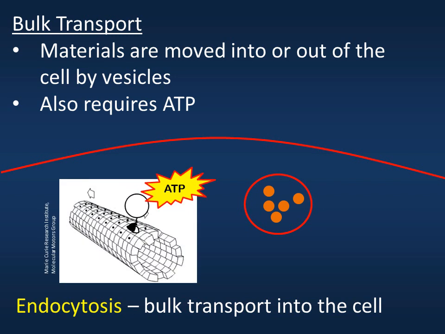Now, why does this process require ATP? Well, remember that these vesicles, whether they're moving from the cell membrane into the cell or from inside the cell to the cell membrane, that movement of vesicles is always powered by motor proteins traveling down the cytoskeleton. And of course, that process uses ATP.